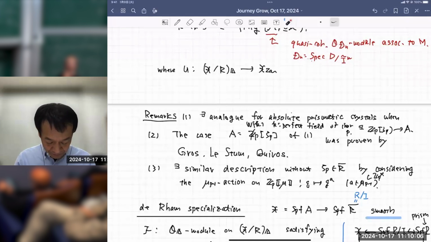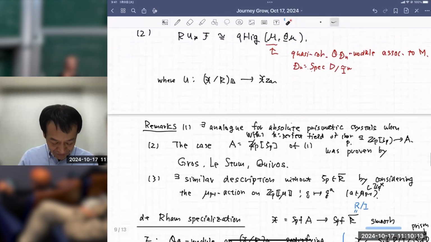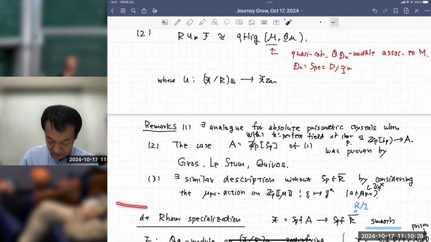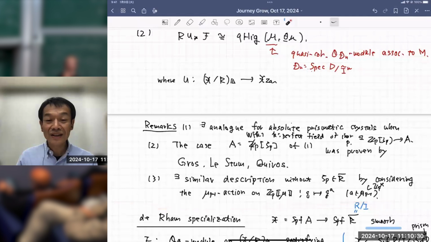Okay, so now I'm ready to explain how this non-commutative description gives a description of de Rham specialization of certain crystals on the prismatic site. So maybe I will start another thing. First I will ask: if you have any questions, I will answer. Any questions on here? I think it's fine.